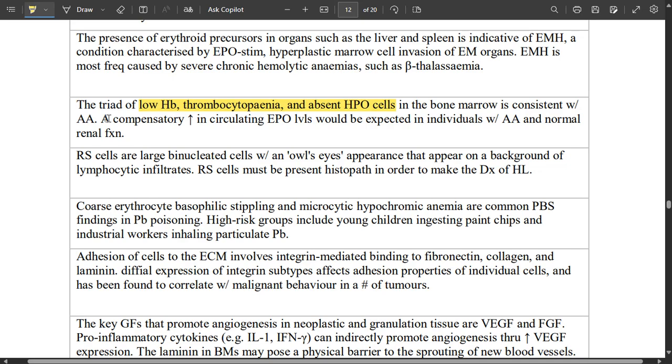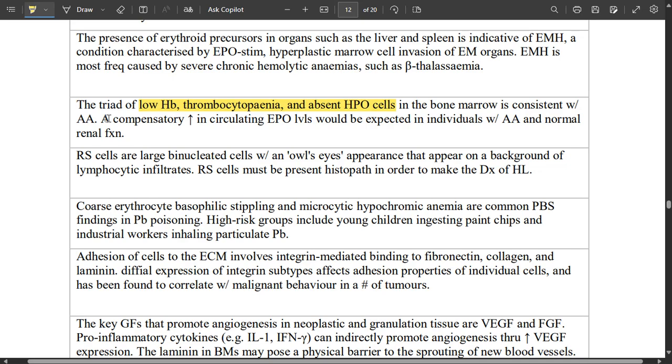So in aplastic anemia, there is decreased platelets, decreased hemoglobin, and absent SPO cells, so hematopoietic stem cells. SPO cells are stem cells, so there is a decreased amount of hematopoietic stem cells, decreased amount of platelets, decreased amount of RBCs, that is low hemoglobin. So low hemoglobin, low platelets, and absent SPO cells in the bone marrow is consistent with aplastic anemia.